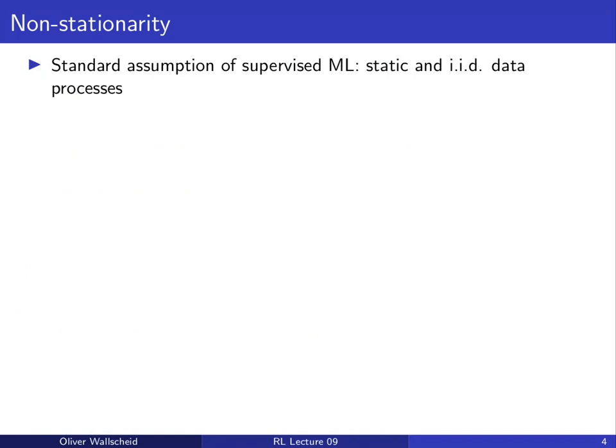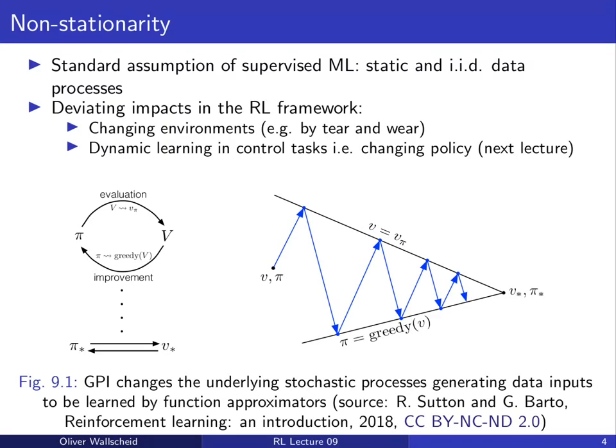Coming from last week, from using function approximators in the supervised learning context, a very important key assumption was that the data which we are using to fit our models is coming from random processes which can be considered as static and also independent and identically distributed. However, now looking at our reinforcement learning framework, we can identify two very important impacts which deviate from that key assumption.